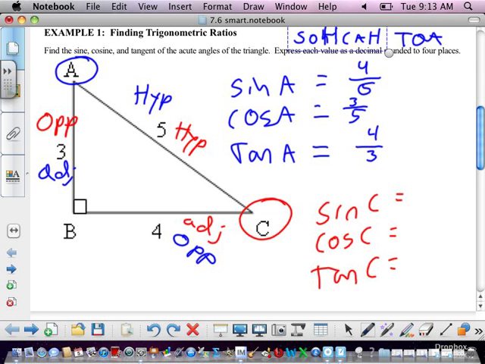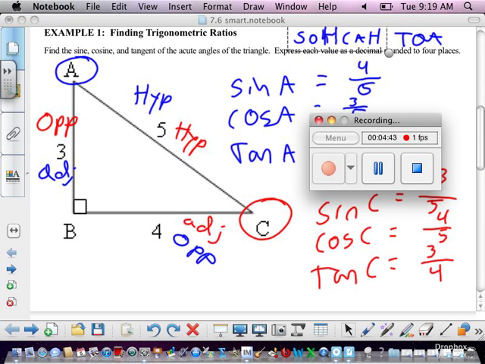All right. So looking at the red ones, what is opposite over hypotenuse for sine? Good. What is adjacent over hypotenuse? What is tangent, so opposite over adjacent? 3 over 4. Good. Okay, for B, I want you to do that one on your own. I'm going to walk around, see how you're doing.